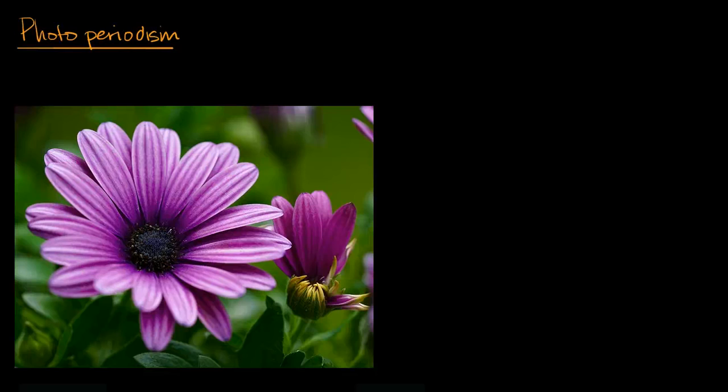So one question that biologists have long asked is, how do plants know what to do at different times of the year? And one mechanism by which they know, you could say, what time of year it is, is through photoperiodism. Photo for light, and then period, you could think of length, the length of the light. Or another way of thinking about it, based on the day length.